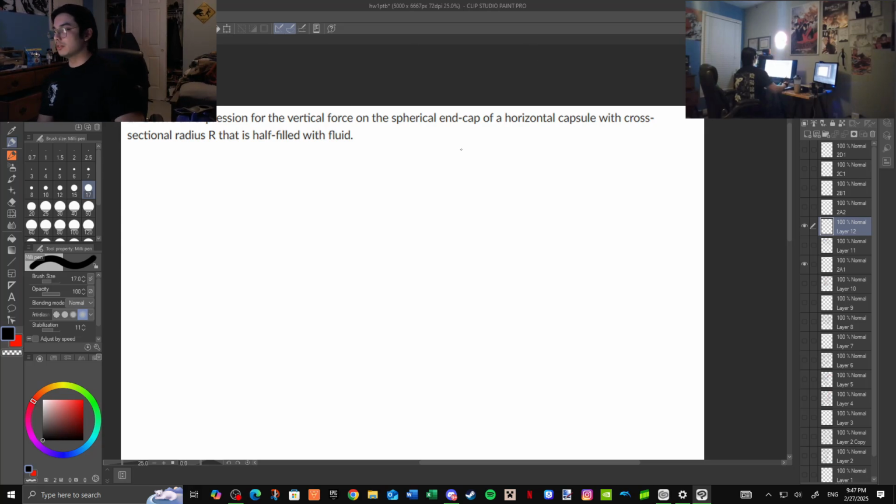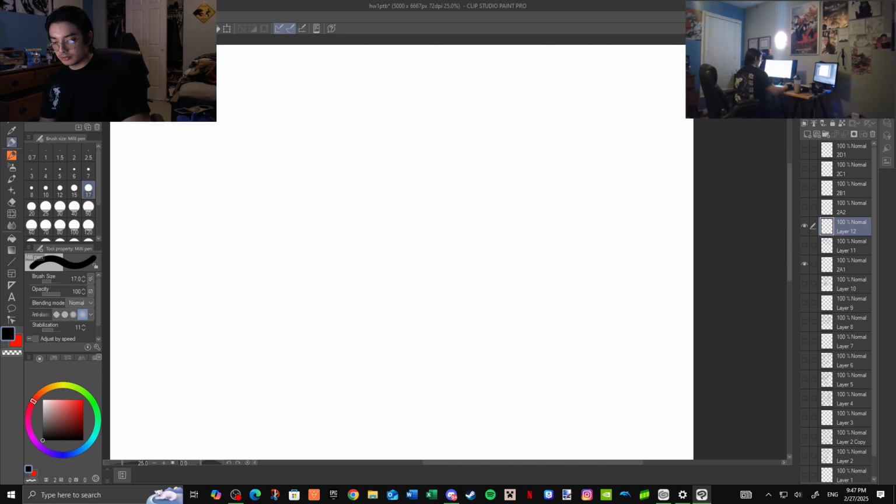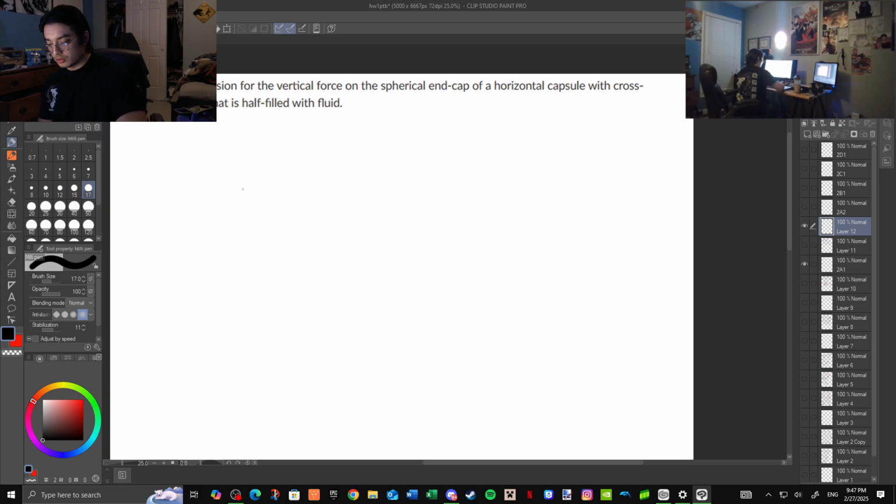Derive an expression for the vertical force on the spherical end cap of a horizontal capsule with cross-sectional radius r that is half filled with fluid. So let's draw this figure first.